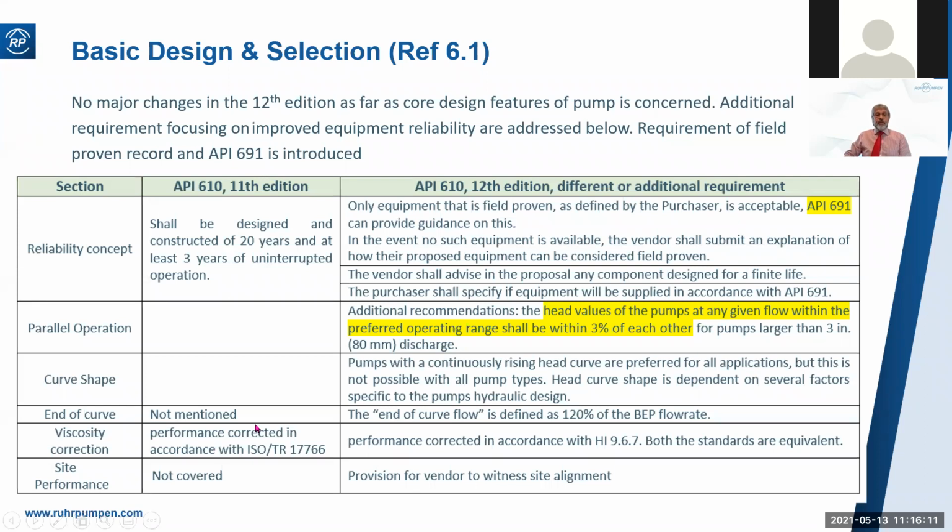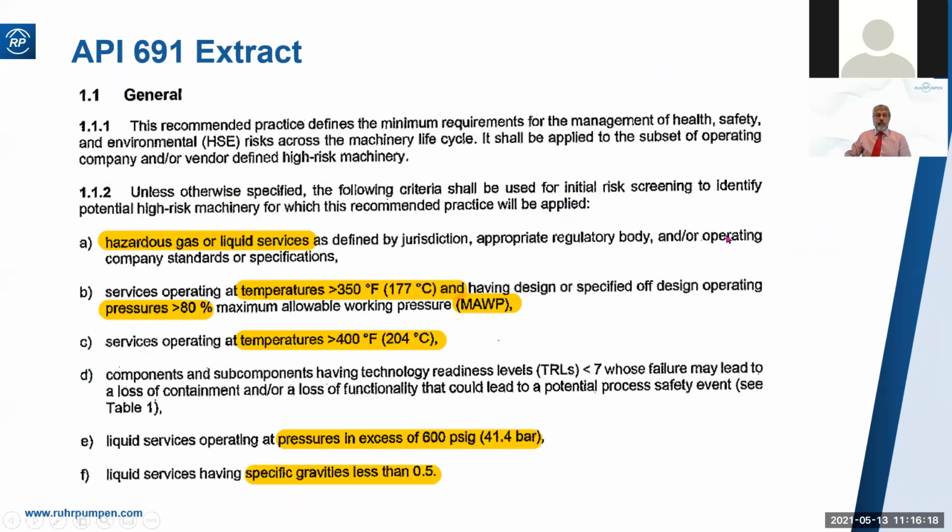This is now replaced by API-610 risk-based machinery management. It is a risk-based management system and recognizes that pumps in hazardous, high temperature, high pressure, and/or low specific gravity services are higher risk items and require closer scrutiny at every stage, from feed study through to operation.